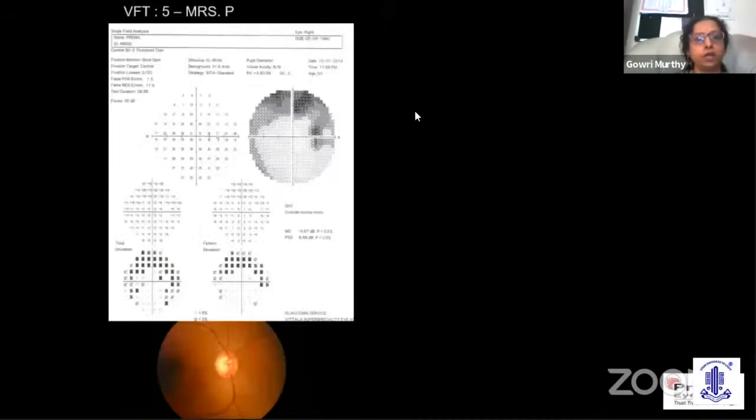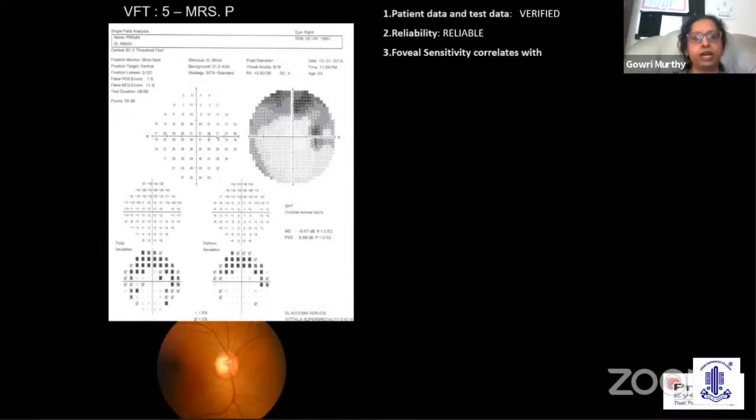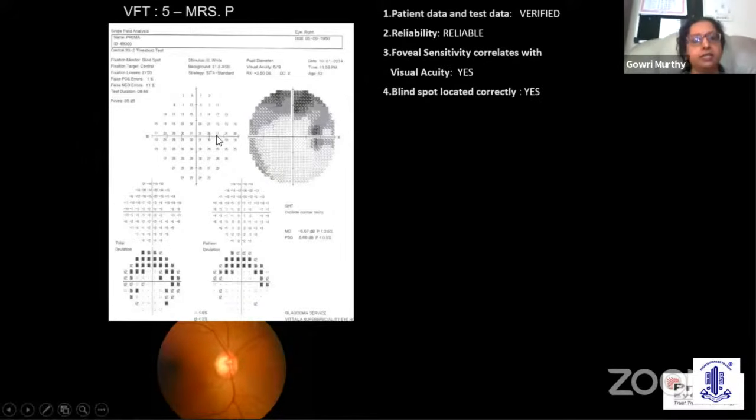So again, let us look at this particular example. Patient data and the test data, again CETA standard verified, and false negatives are slightly 11%, but still it is a reliable field. Foveal sensitivity is 35, correlates with 6/9. Blind spot is located correctly, it is here. So that is not a problem. The patient head has been positioned correctly.